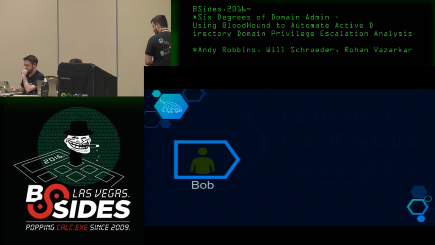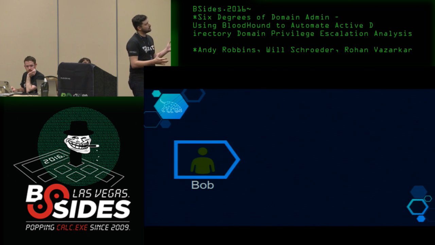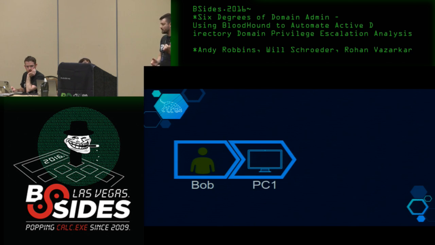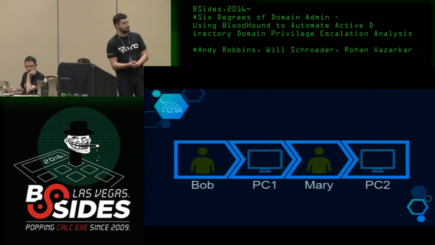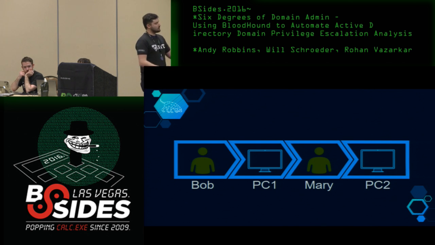Concise. So put another way, let's say we have this user, Bob. Okay? Now, Bob has admin rights to this computer called PC1. On PC1 is this user named Mary. Mary has admin rights on this system called PC2. So Bob derives administrator privileges to PC2 through compromising Mary as she is logged onto PC1.